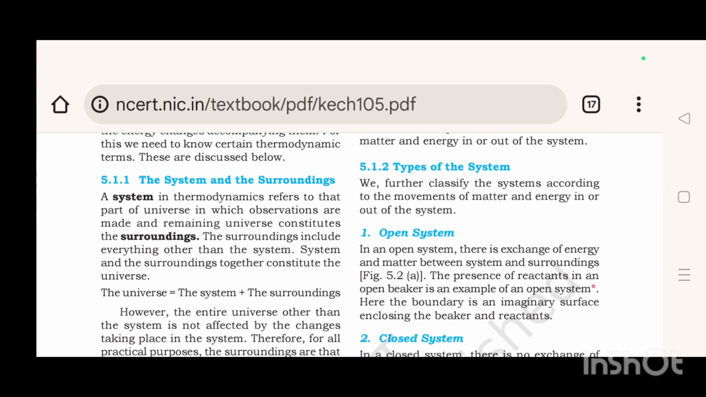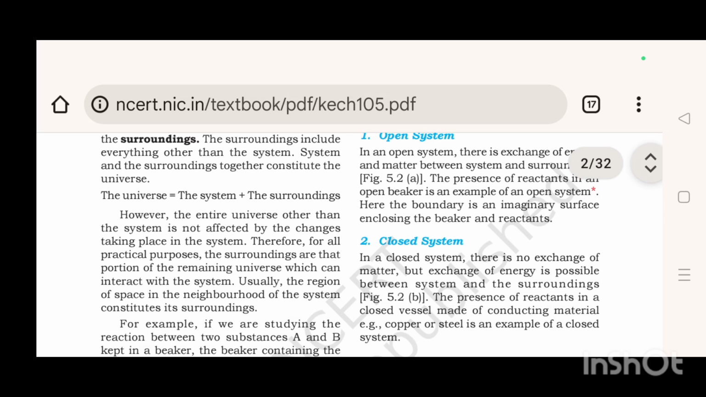A system in thermodynamics refers to the part of the universe in which observations are made, and the remaining universe constitutes the surroundings. The surroundings include everything other than the system. The universe equals the system plus the surroundings. However, the entire universe other than the system is not affected by the changes taking place in the system. Therefore, for all practical purposes, the surroundings are that portion of the remaining universe which can interact with the system. Usually, the region of space in the neighborhood of the system constitutes the surroundings.